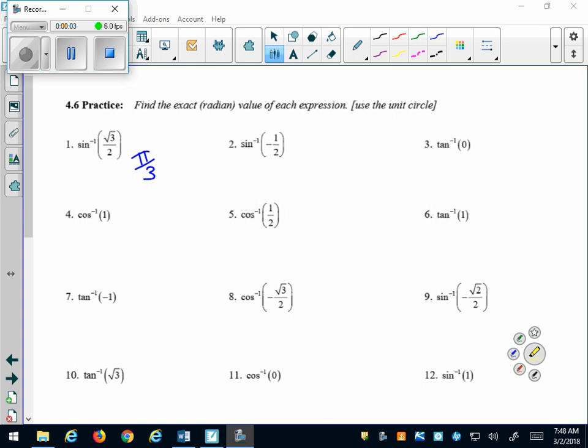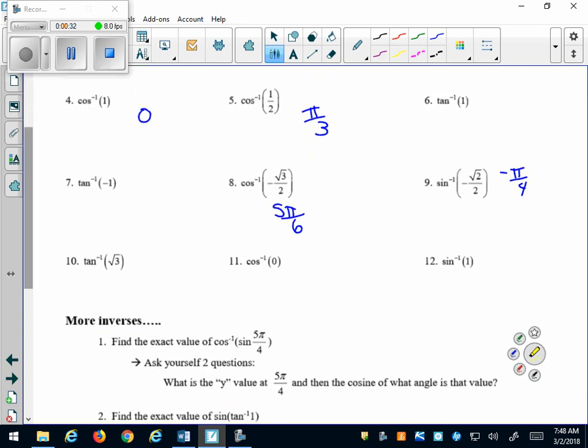All right, so I'll just do the ones that were sine and cosine. Skip the tangent. This one was 0. This one was pi over 3. This one was 5 pi over 6. And this one was negative pi over 4. This one was pi over 2. And this one was also pi over 2.